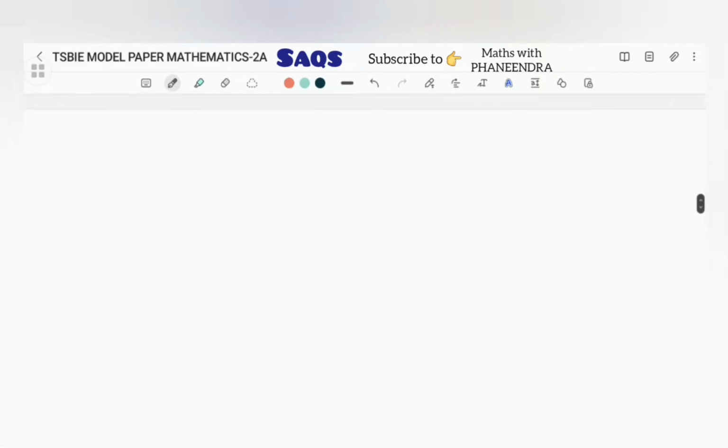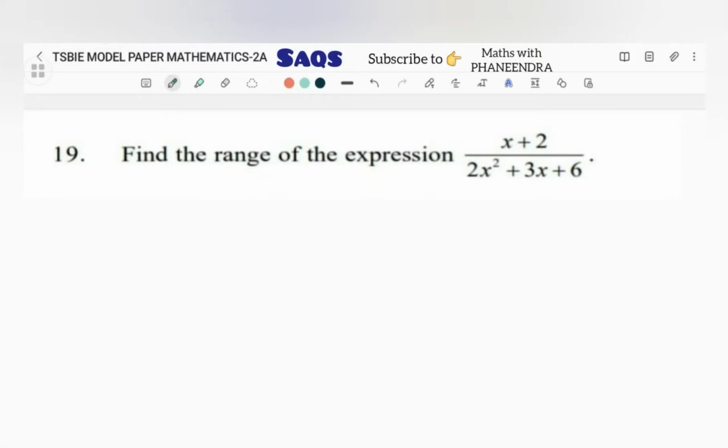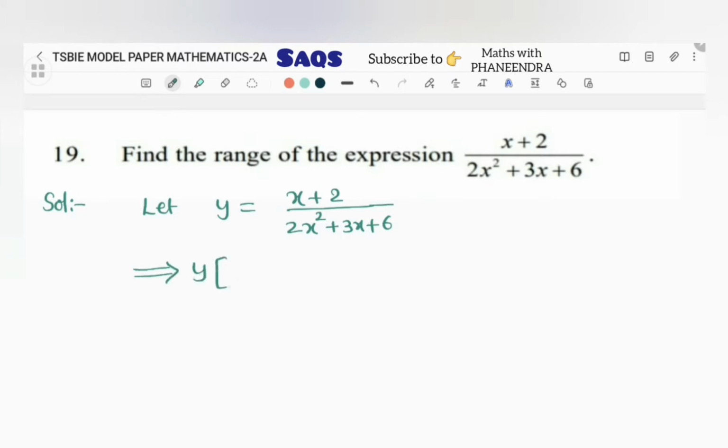We'll move to question number 19. The next question: find the range of the expression x plus 2 by 2x square plus 3x plus 6. To find the range of this type of function, first you have to assume the given expression as y. So solution number 19, let y is equal to x plus 2 divided by 2x square plus 3x plus 6. Now cross multiplication. So y into 2x square plus 3x plus 6 is equal to x plus 2.